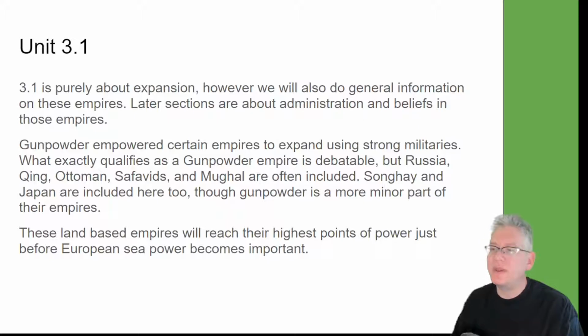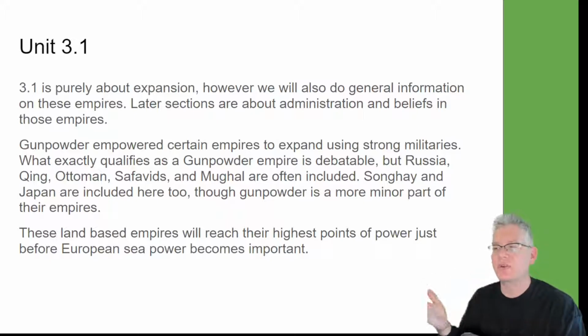One of the big things we need to remember is that gunpowder is what's so important. Gunpowder was invented by the Chinese, but in a sense perfected by other groups like the Europeans as well as the people of the Middle East, to the point where it became an actual military weapon. So gunpowder is going to allow these empires to expand using strong militaries. What qualifies as a gunpowder empire is debatable. You're going to see a bunch of stuff on the internet. If you say gunpowder empires, typically people will only talk about those 3 Islamic ones: the Safavids, Ottomans, and Mughals.